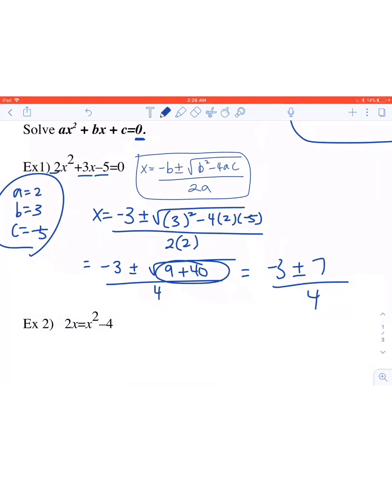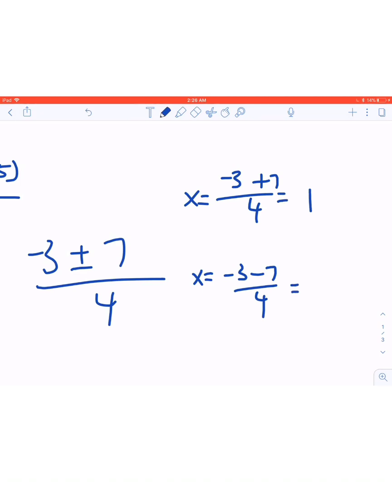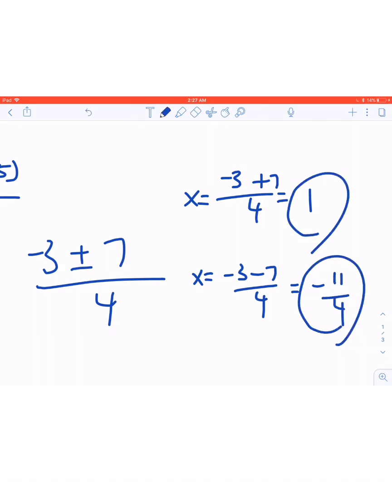Just like we did in our last lesson, here are two options. Negative 3 plus 7 over 4, or negative 3 minus 7 over 4. So that would be 1 and negative 11 over 4. Both of these are the zeros of the quadratic equation.